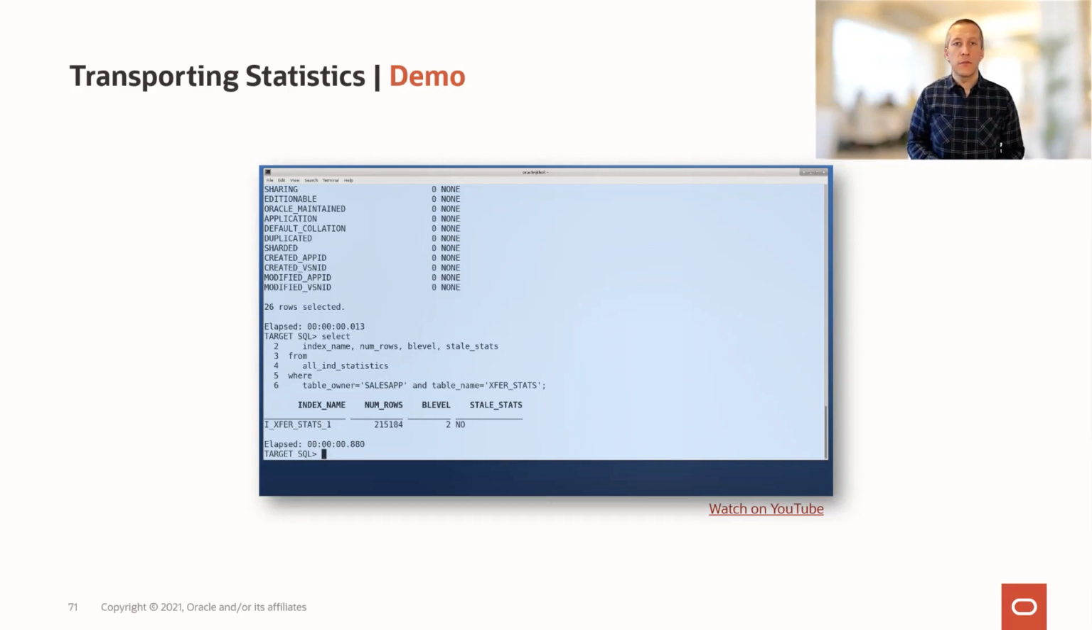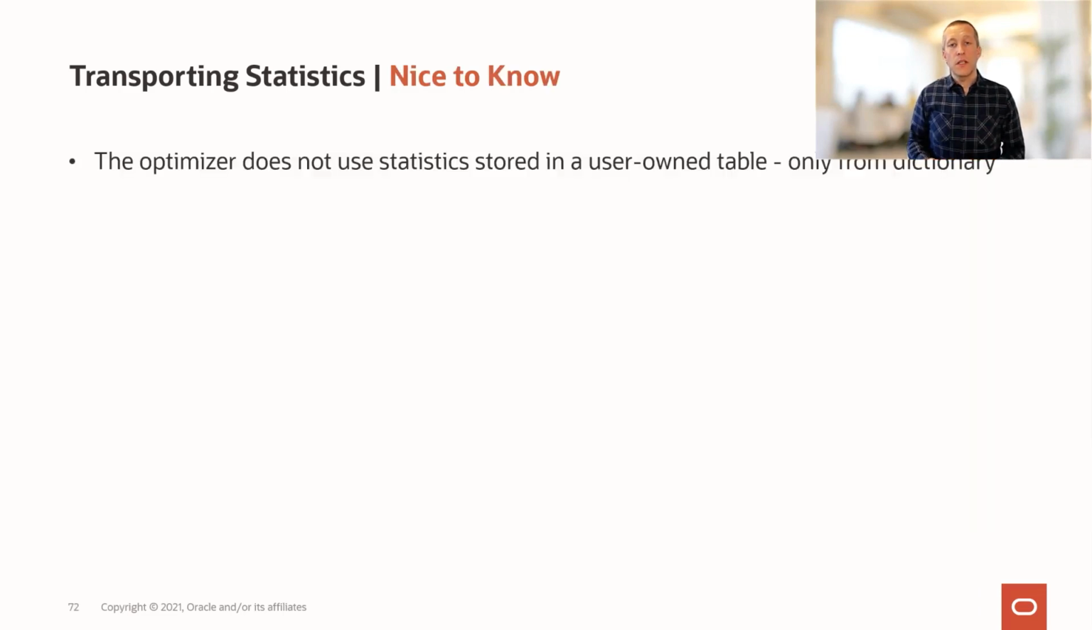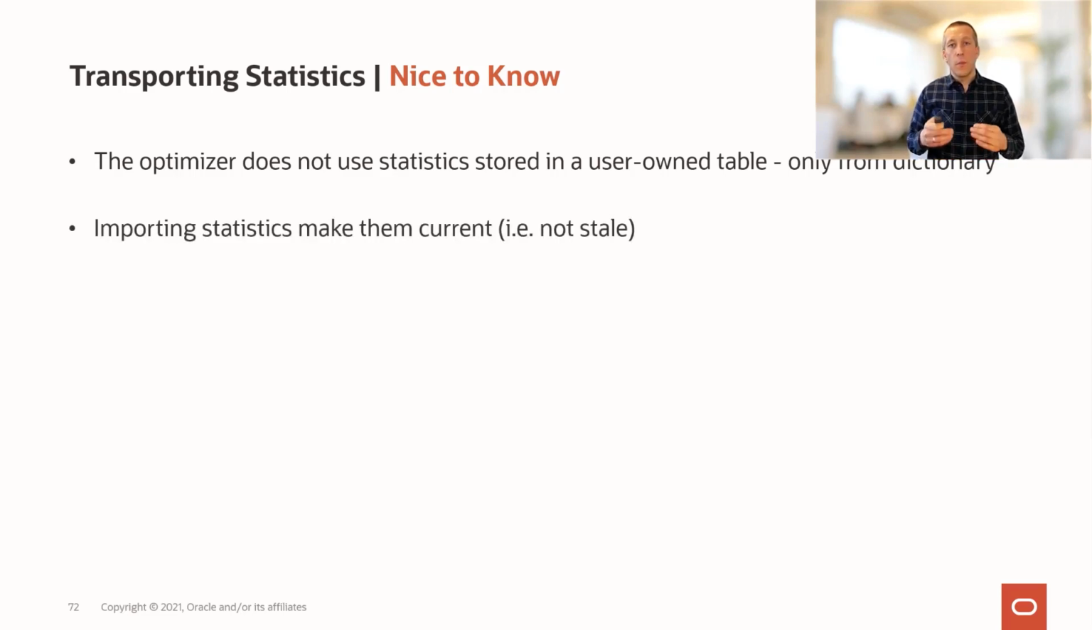So, easy, only a few commands allowed me to move my statistics from an older source database into a newer target database. The optimizer only uses statistics from the data dictionary. If you have statistics in a staging table, they won't be considered by the optimizer. By importing statistics, you mark the statistics on that table or those tables or indexes as current, as in not stale. So the next time the automatic maintenance task comes by and looks at this table, it won't regather statistics because they are not stale.